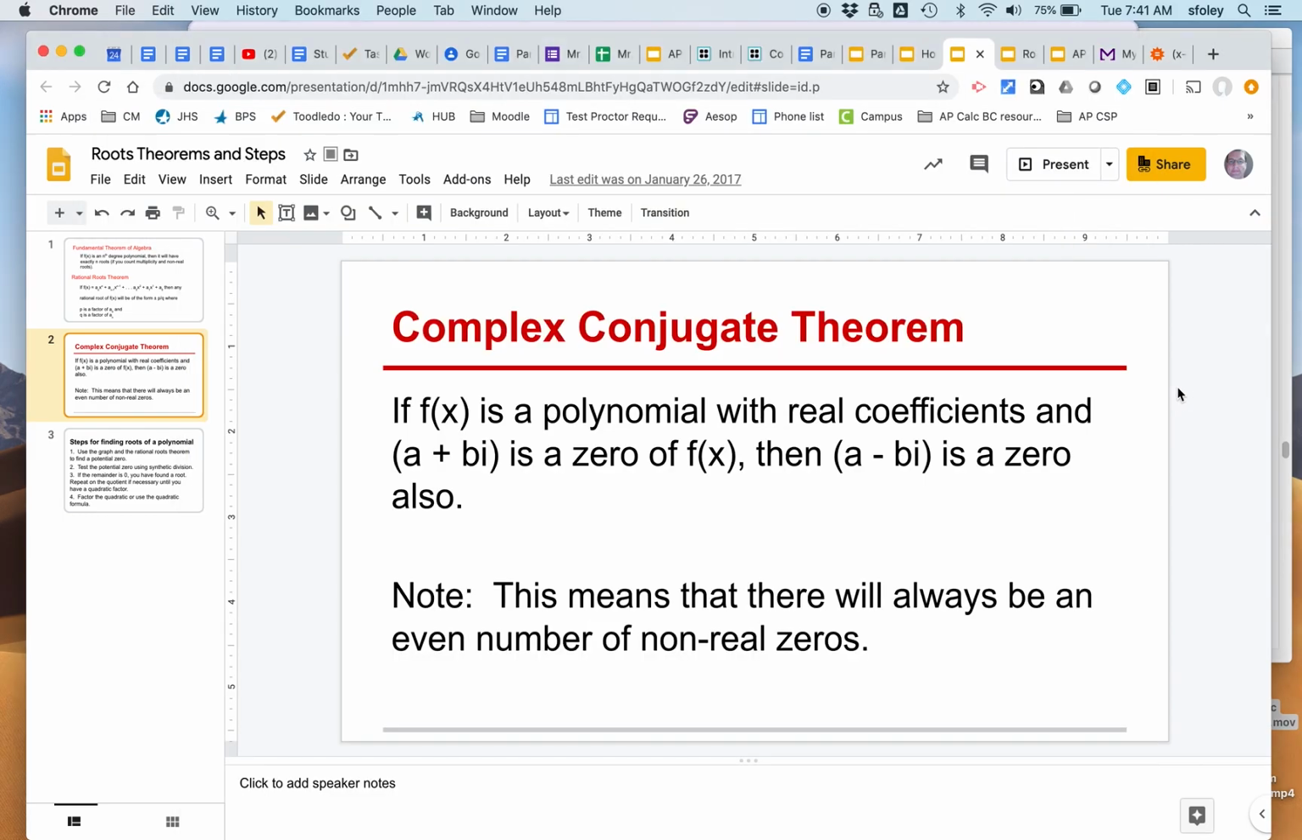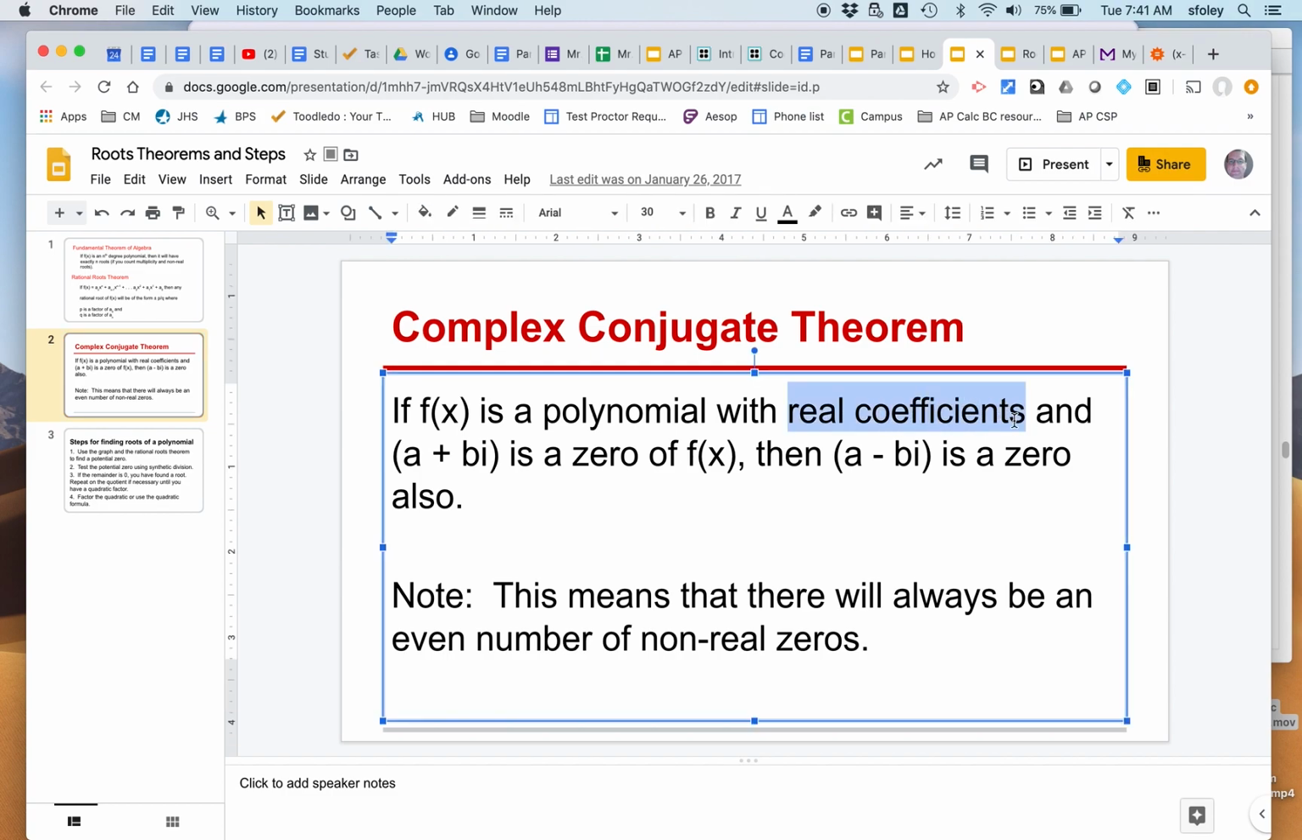And so there is this fancy sounding theorem called the complex conjugate theorem, which says that if you have a polynomial with real coefficients, which is what we normally have, right? So there's no i's in the original problem. If you have a complex number that's a 0, then its conjugate, which means you just switch the sign in front of the imaginary part, is a 0 also. Sometimes the way we say this is that the non-real zeros, the ones with imaginary numbers, will always occur in pairs. So there will always be an even number of them. So 0 could be none of them, 2, 4, 6, and so forth.